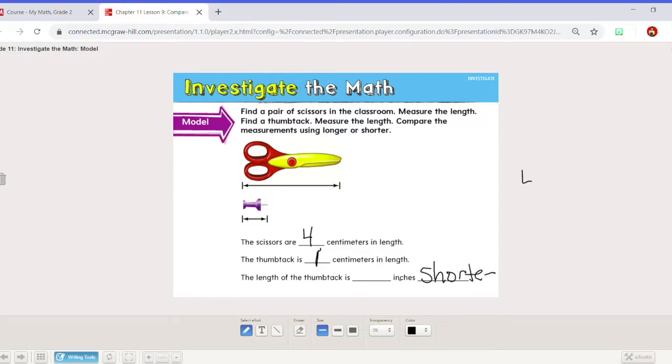And to find the difference, remember, difference is the answer to a subtraction problem. We get 3. The thumbtack is 3 inches shorter. Now challenge your brain. If we were talking about the scissors, we would say the length of the scissors is 3 inches longer. You would just flip the word.